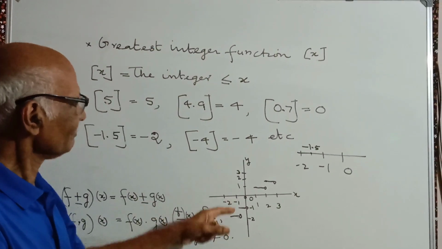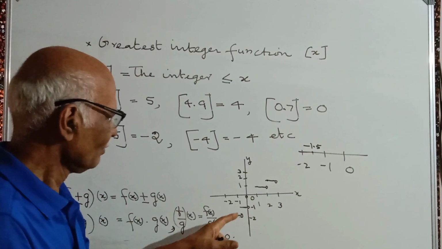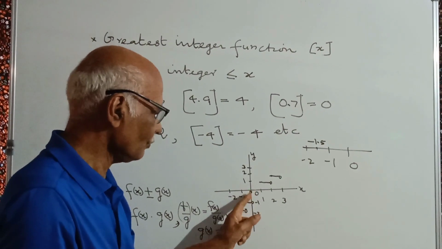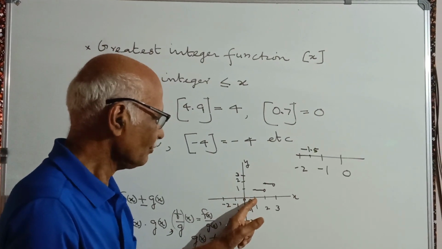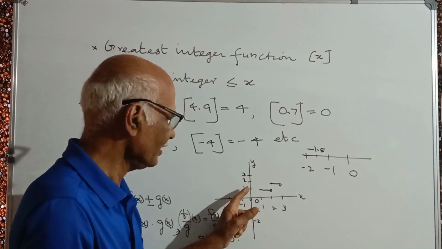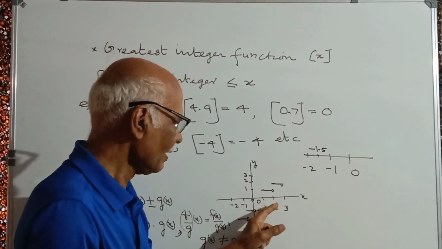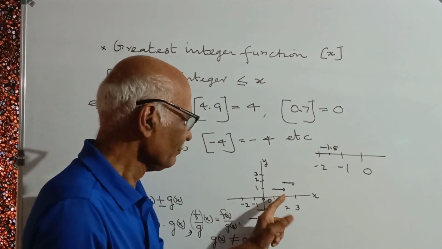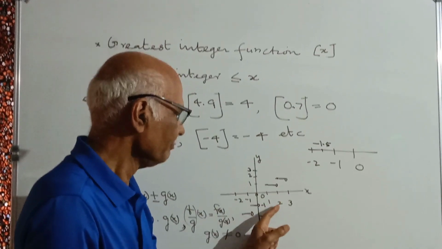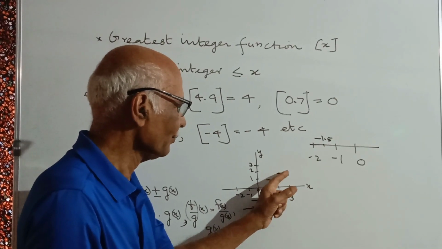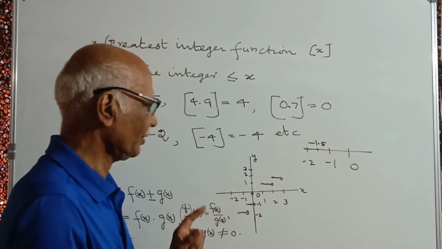Now the greatest integer function graph is like this. For any value of x between 0 and 1, the value is 0 only. Between 1 and 2, the value is 1. You can see the value is 1. But 2 will not come there. Integer function of 2 is 2. So that will go there. Between 2 and 3, this is how you represent the integer function.